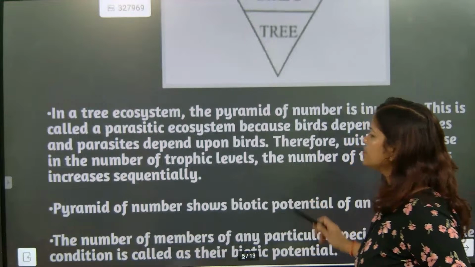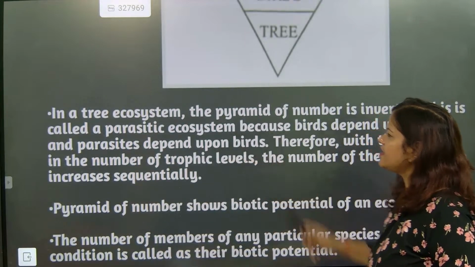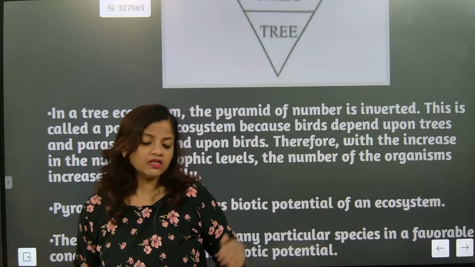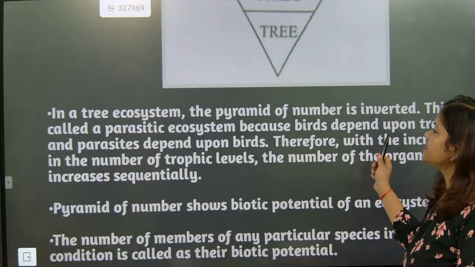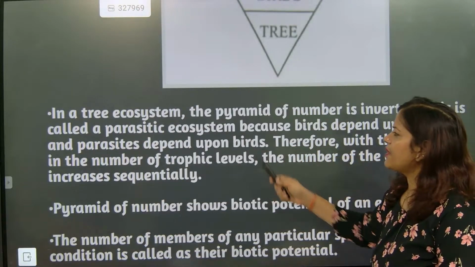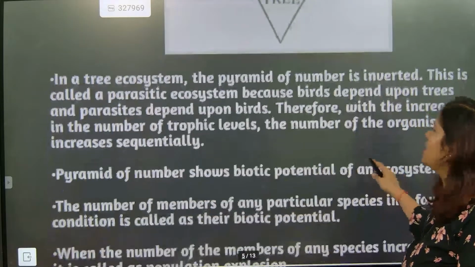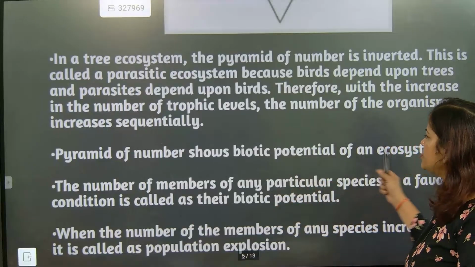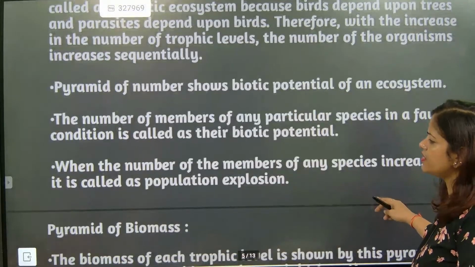In a tree ecosystem, the pyramid of number is inverted. This is called a parasitic ecosystem. When we talk about the tree ecosystem, the pyramid I just showed you is inverted, and it is exactly called a parasitic ecosystem. Birds depend upon trees and parasites depend upon birds. Therefore, with the increase in the number of trophic levels, the number of organisms increases sequentially. Pyramid of numbers shows the biotic potential of an ecosystem. That's the most important thing.